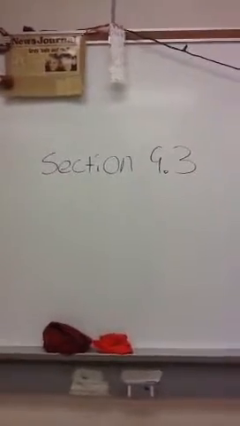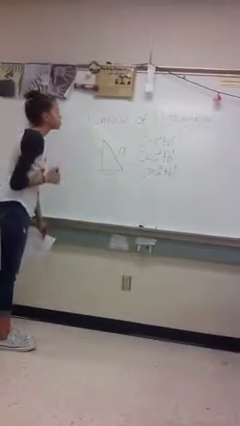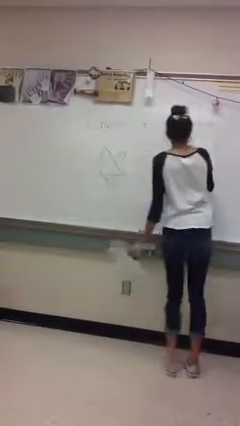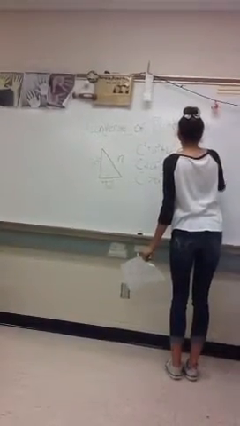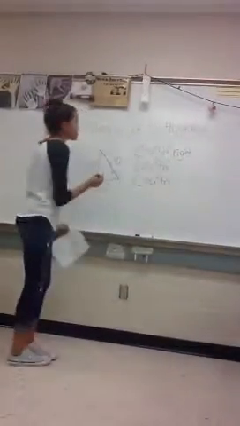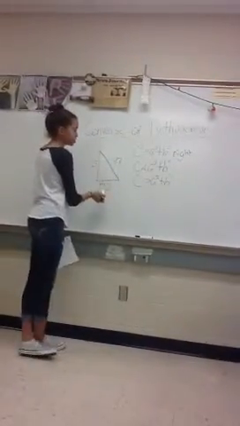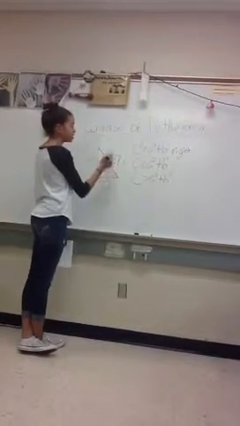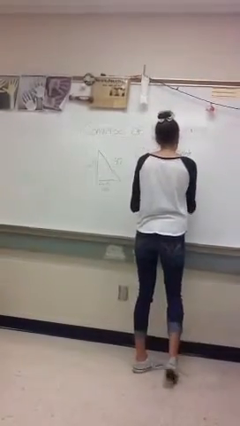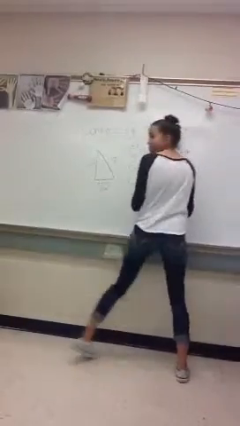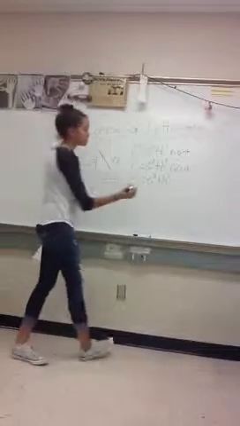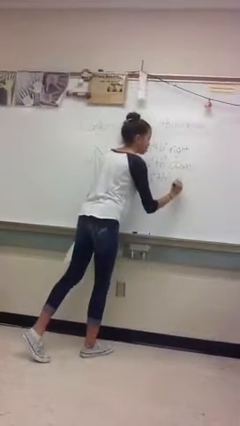Section 9.3. First, the Pythagorean theorem. So if c squared equals a squared plus b squared, it is a right triangle. If the sum of a squared plus b squared is greater than c squared, the hypotenuse squared, then it is an acute triangle. But if c squared is greater than the sum of a squared plus b squared, it is an obtuse triangle.